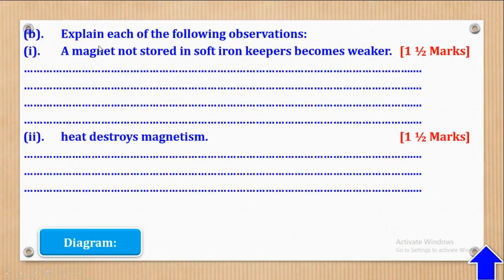Now let's go to part B of the same question. Part B says that explain each of the following observations. So Roman 1, a magnet not stored in soft iron keepers becomes weaker, and they give it 1.5 marks.